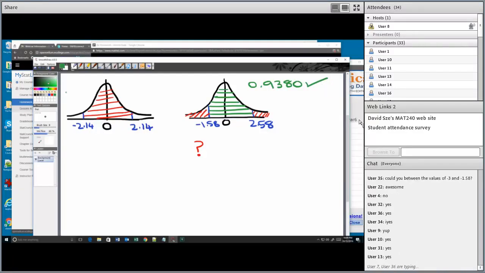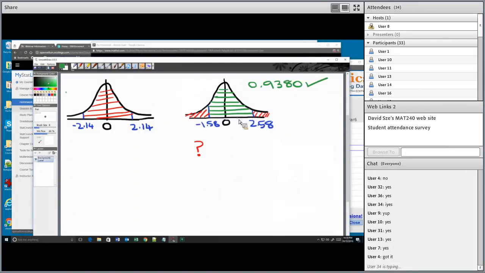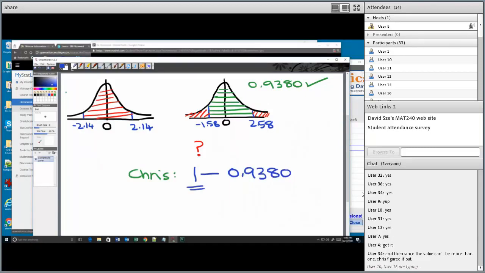No. Okay. You see minus 1.58 and 2.58? I just found the area in the middle of those two values, which is, see, that's minus 1.58, 2.58. The area is 0.9380. Okay, that's all I did. So that's this area. And Chris says, take this and subtract from 1. Why is he subtracting from 1?